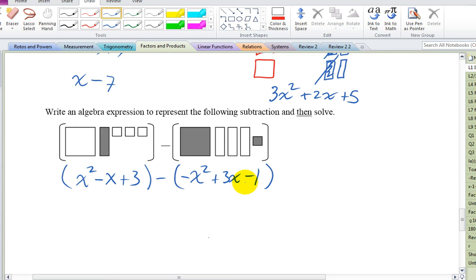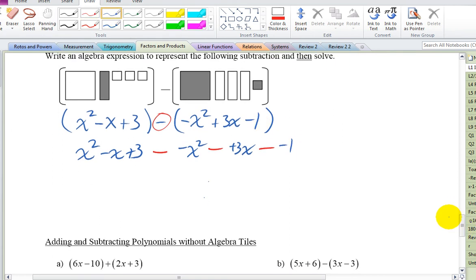Now we keep talking. Let's get rid of our brackets. Nothing changes, but this means we have to subtract a negative x squared. We have to subtract a plus 3x. And we have to subtract a negative 1. So technically that's what we're doing.